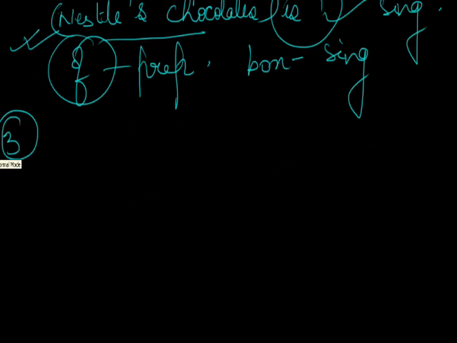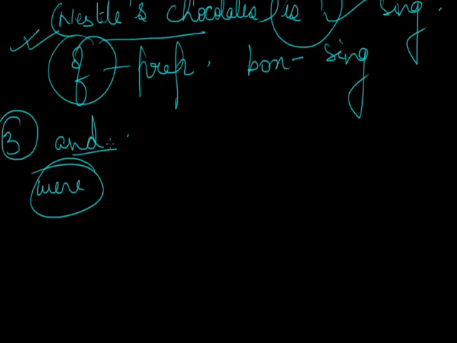Rule number three. Subjects joined by and are usually plural and take a plural verb. For example, his typewriter and my radio were stolen. So were is plural because it is joined by and, and you are talking about two subjects. So the verb will also be plural.